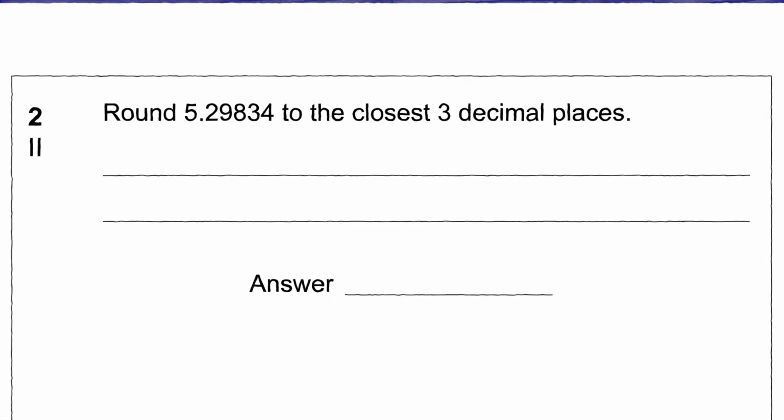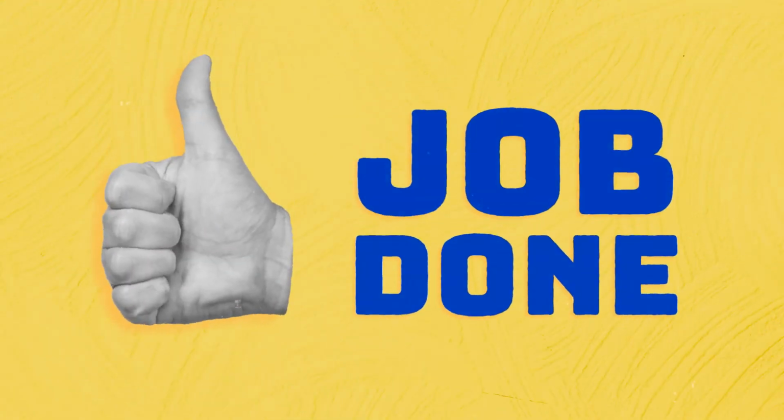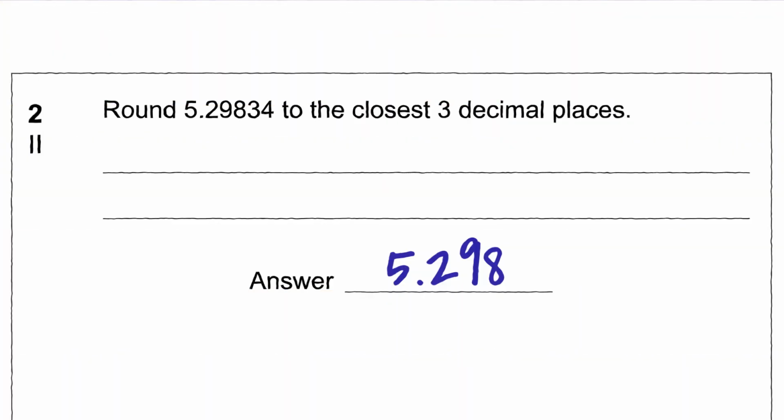Let's try rounding the same number to 3 decimal places. We should now look at the third decimal place. In this case, it's an 8. So our final number will end with an 8 or a 9. The fourth decimal place is a 3, so we should round down. Our final answer is 5.298. Done.